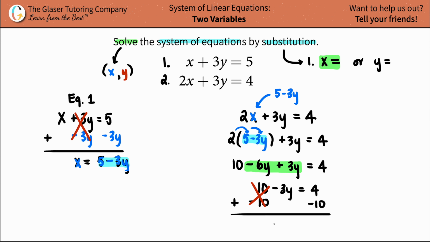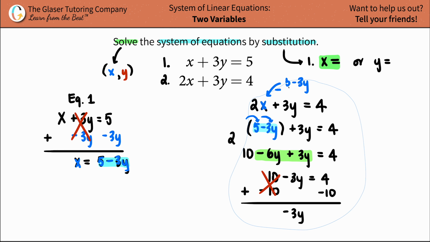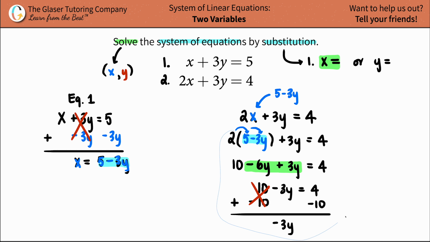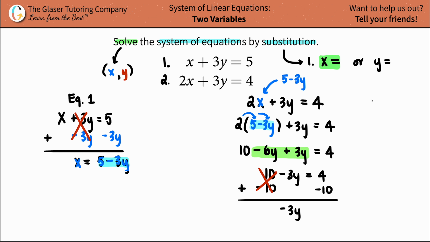And now we have a negative 3y. Let's see, can I move this a little bit up? Yay! And I forgot to say that this one was equation 2. Okay. Now negative 3y equals 4 minus 10, which is a negative 6. We are on the right track here. Divide by negative 3.